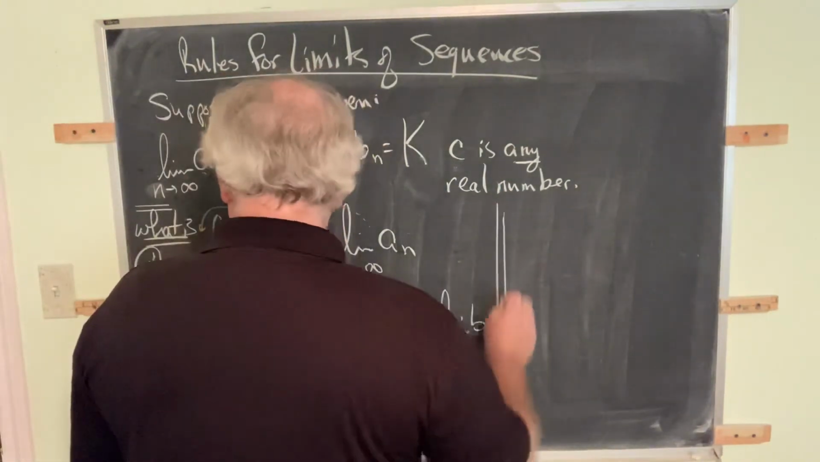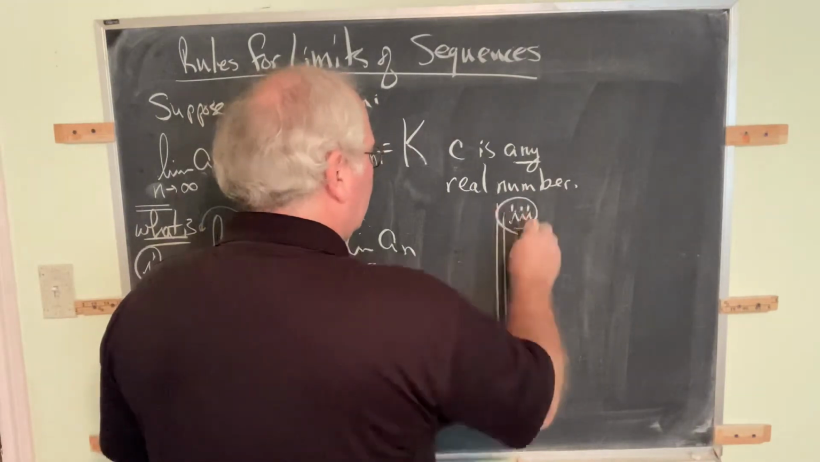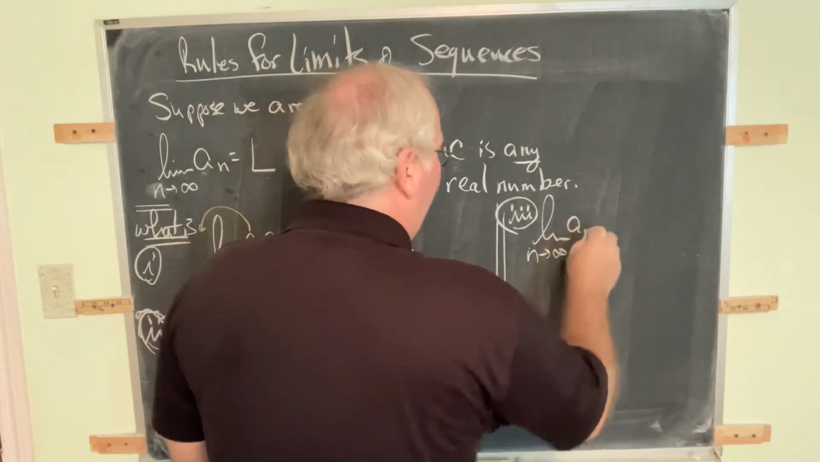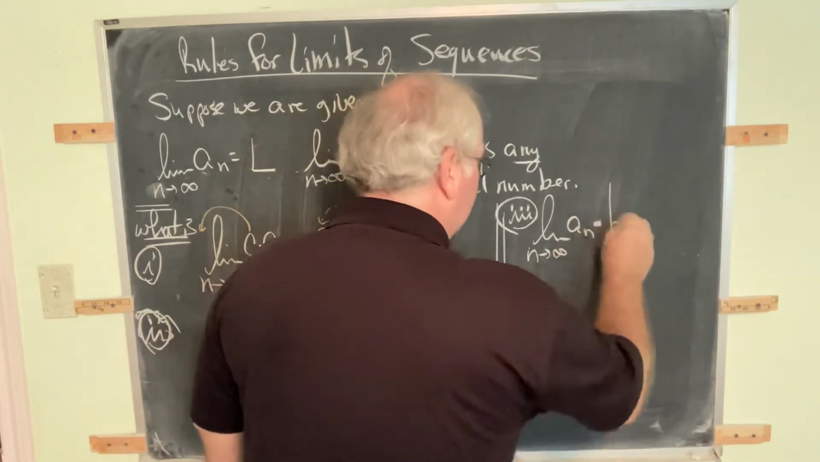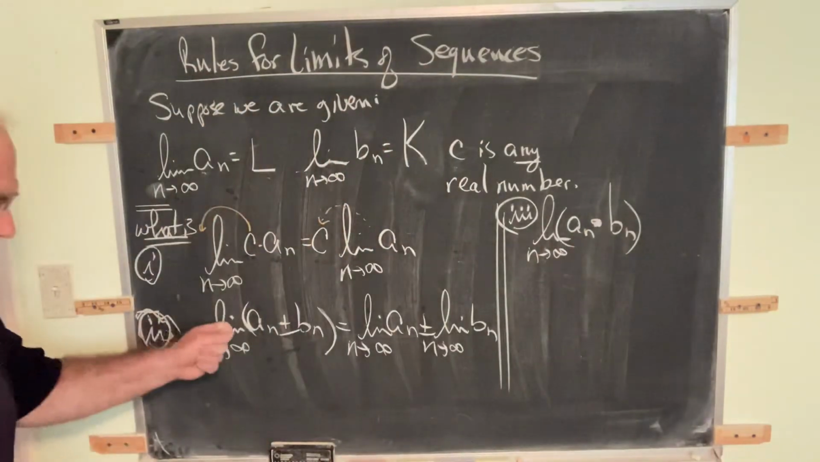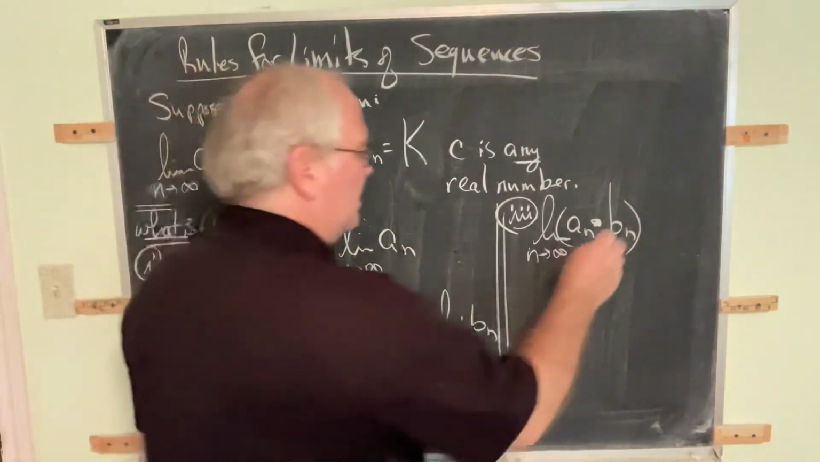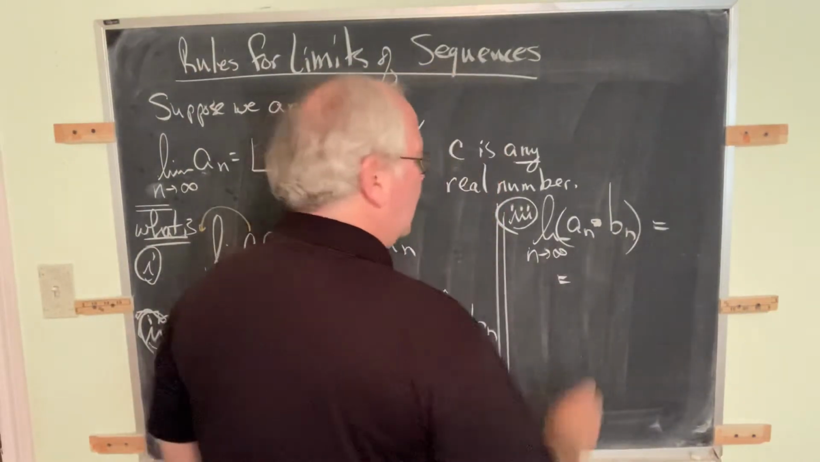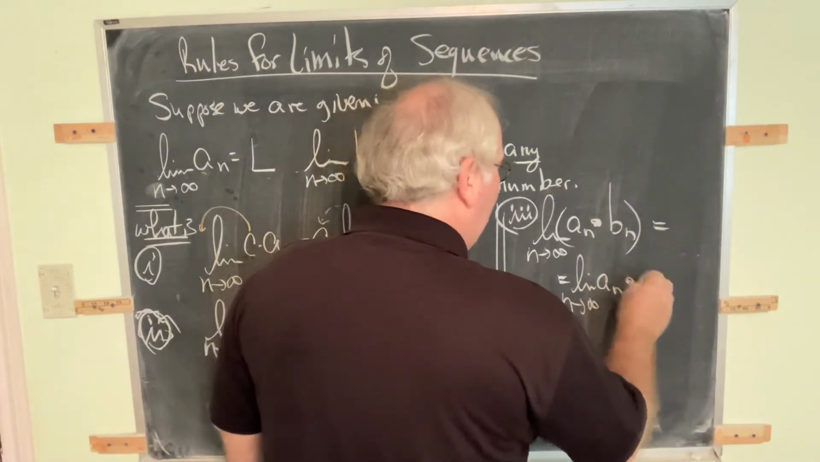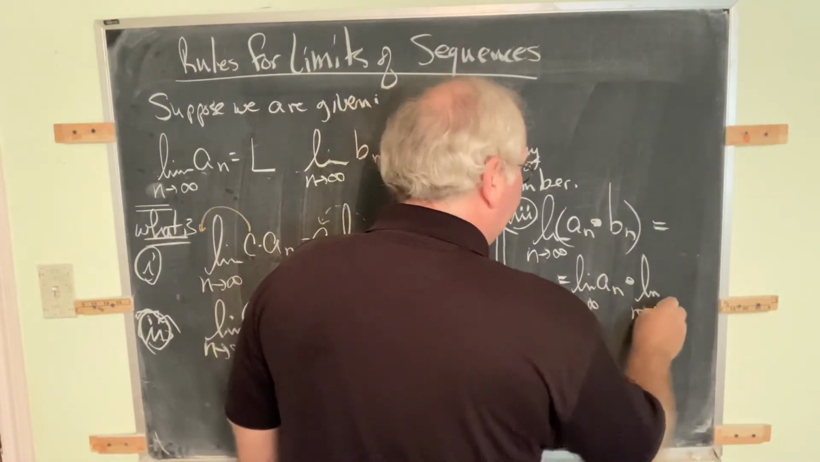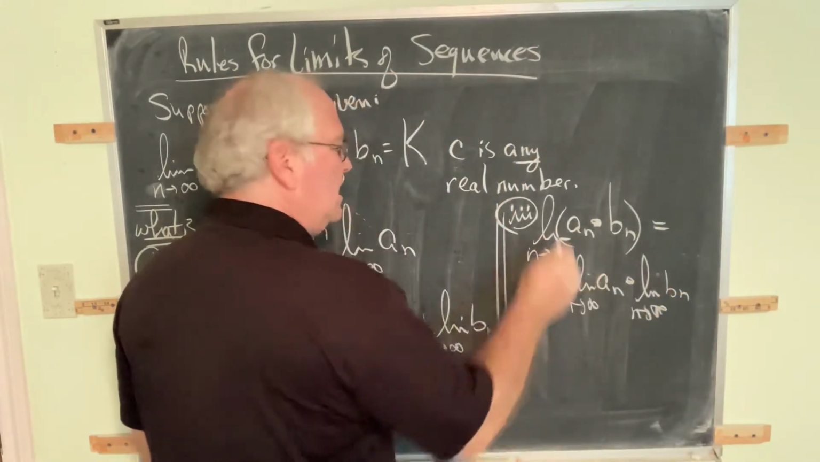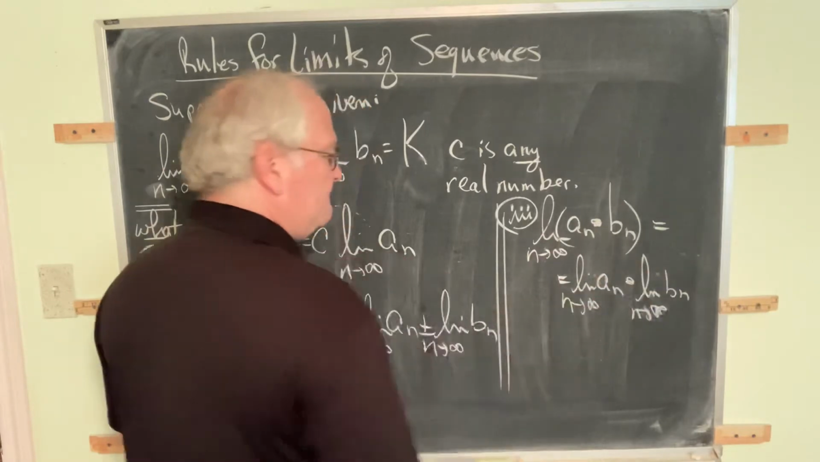Our next property is number 3. This is the limit of An times Bn. What is the limit of the product? The limit of the sum is the sum of the limits, but the limit of the product is the product of the limits. This is the limit as n goes to infinity of An times the limit as n goes to infinity of Bn. The limit of the product is the product of the limits.